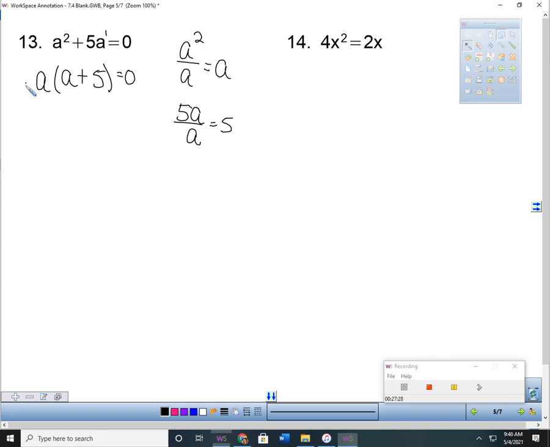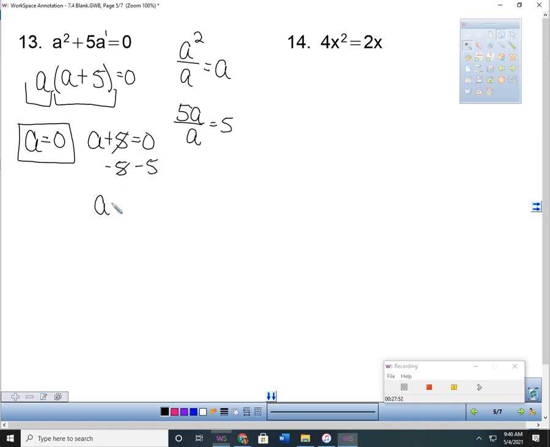So now I have a factor of a and a factor of a plus 5. So a equals 0. A plus 5 equals 0. Now this one, a is already solved for, right? So that's one of my answers. And then over here I'll subtract 5. So a is negative 5.